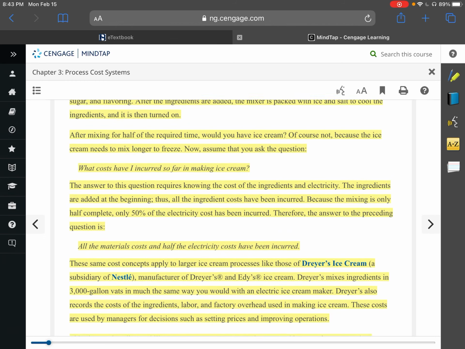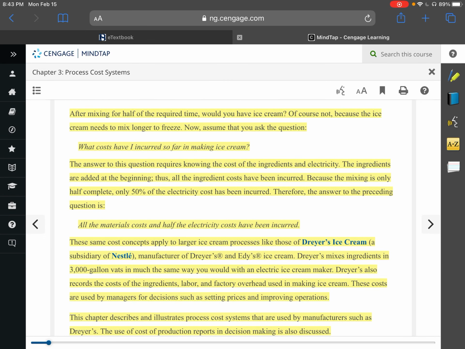Okay, so if we put all those things in there, I don't know if you guys have ever made homemade ice cream. It's one of our favorite things to do in the summer. But you put the milk, the cream, the flavoring, the sugar in there. Then you pack it with ice and salt, and after 30, 40 minutes, you get frozen ice cream. But, like the sentence right here says, after mixing for half of the required time, if you cut it off early, would you have ice cream? No, you wouldn't, because the mixer has to run for a certain amount of time for the ice cream to freeze.